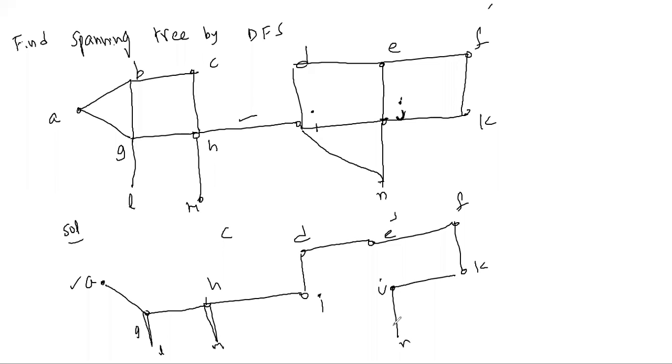Are all vertices covered? No. So now go back again. J to K, does K want to be covered? No. Does F want to be covered? No. E? No. D? No. No vertices want to be covered.